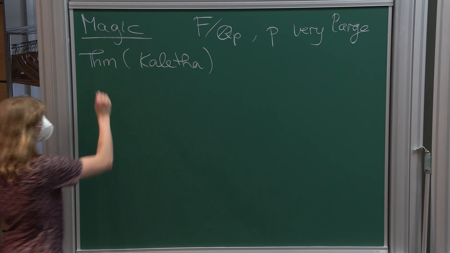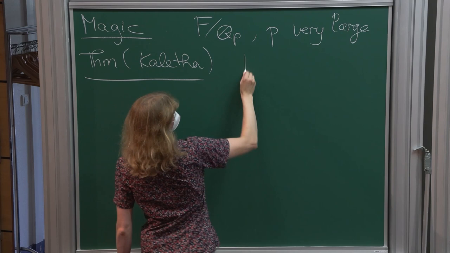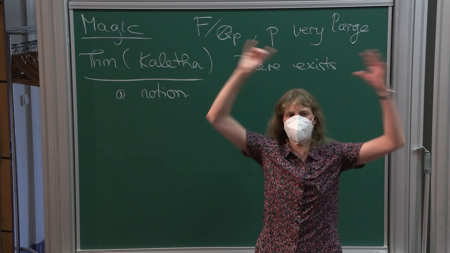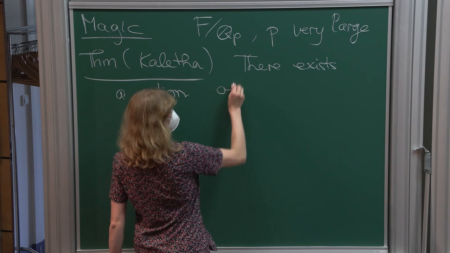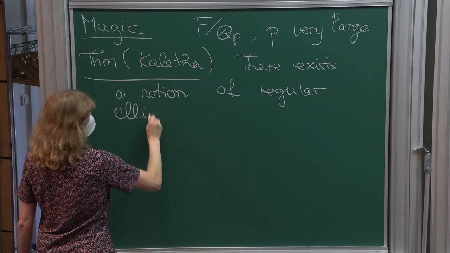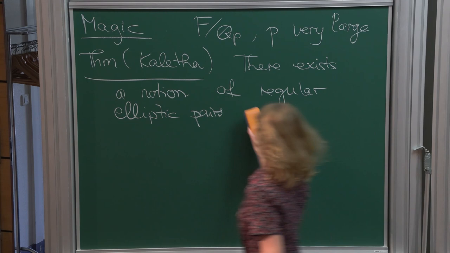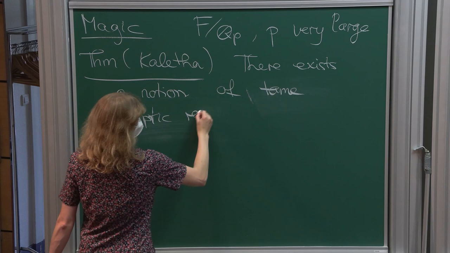So what is this theorem? The theorem is we basically have the same situation in the p-adic world. Sorry, maybe before I write this down, this should be just the overview, the motivation. Afterwards, I'll slow down and start with more basics. There exists a notion of so-called tame elliptic regular pairs. Let me double check. Yes, tame elliptic regular pairs.